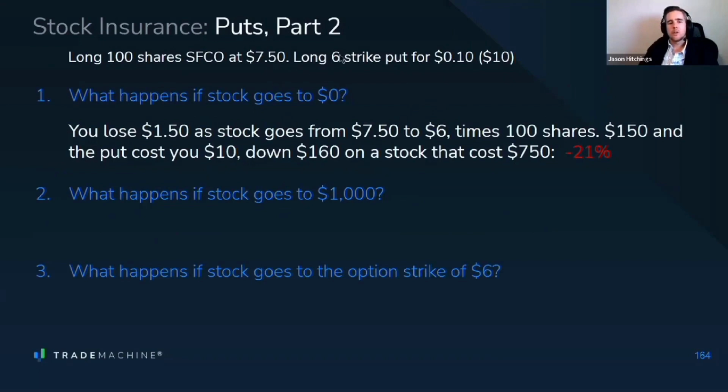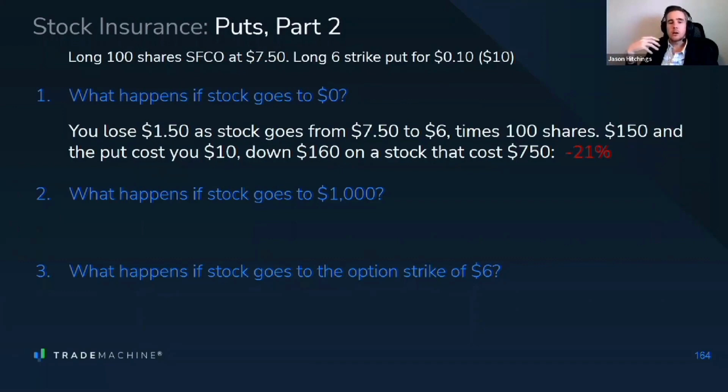You're going to lose between $7.50 and $6. But if the stock goes down further than that, then even when the stock goes to 0, you're going to exercise your right to sell the stock. That's what the put gives you. It gives you the right to sell the stock at a certain price.